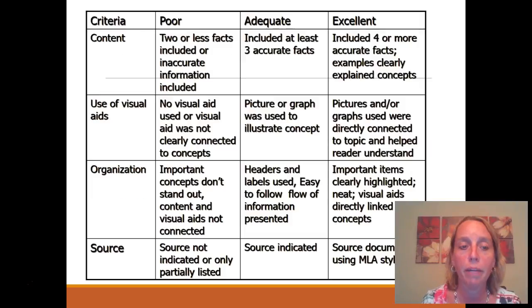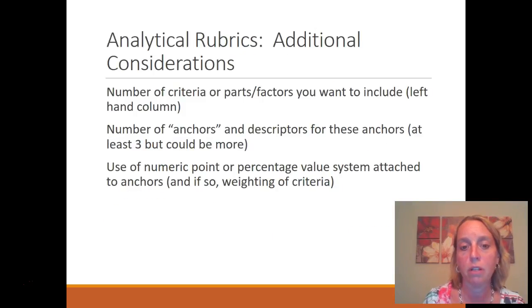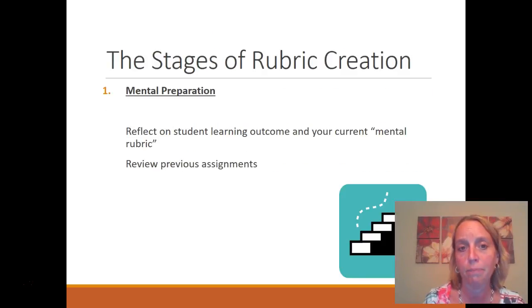So if we go back here a minute, maybe content is a primary one, and this might even be 50% of the grade, and visual aid might be 25% or something like that. So you could weight the different parts a little differently. You want to think about what matters most in terms of that assignment.